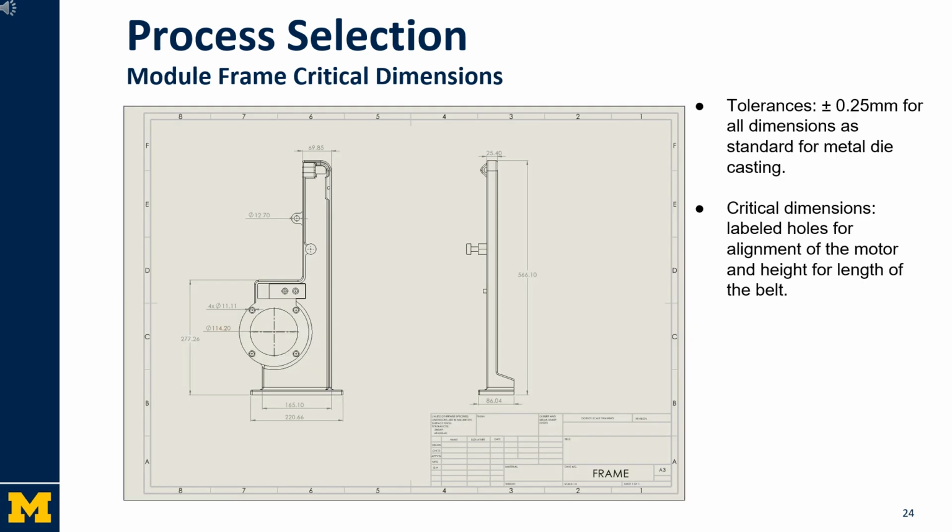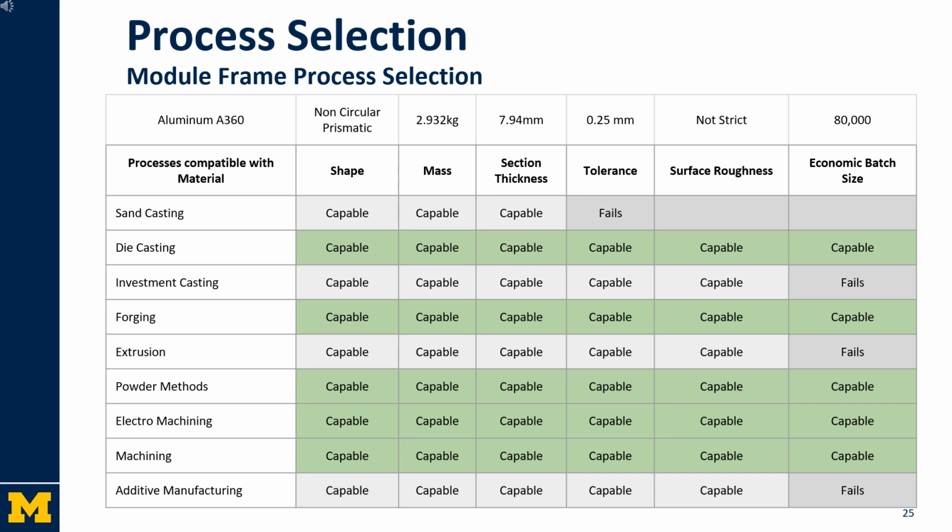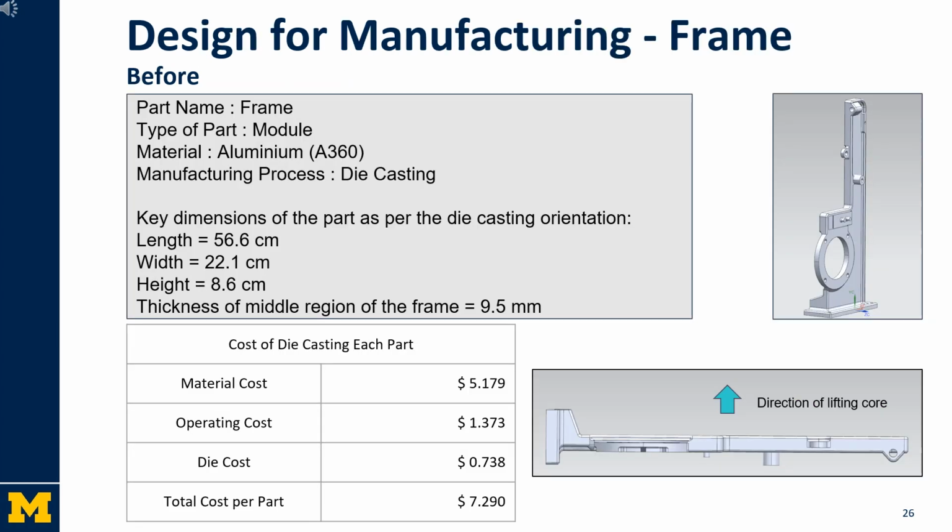manufacture this part. For the frame module, we selected the critical dimensions to be the holes, as they are used for alignment of the motor, as well as the height of the piece, as it's used for the length of the belt. We chose the tolerances to be 0.25 millimeters, as this is standard for metal die casting. Using the aluminum alloy A360, a non-circular prismatic shape, and the following dimensions, we found that there were 5 processes that fit our requirements. However, we chose to go with die casting, as this is a process that we covered thoroughly in class.